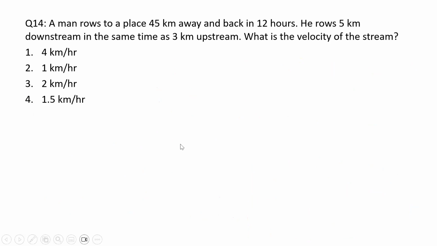What is it? Just read the problem, try to understand it. A man rows to a place 45 kilometers away and back in 12 hours. He rows 5 kilometers downstream in the same time as 3 kilometers upstream. What is the velocity of the stream? It is like you are boating in a river.